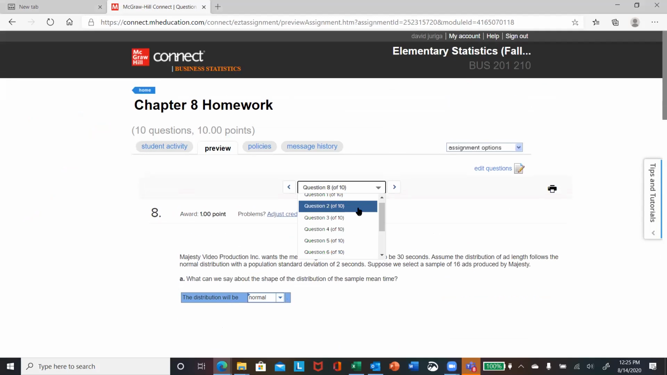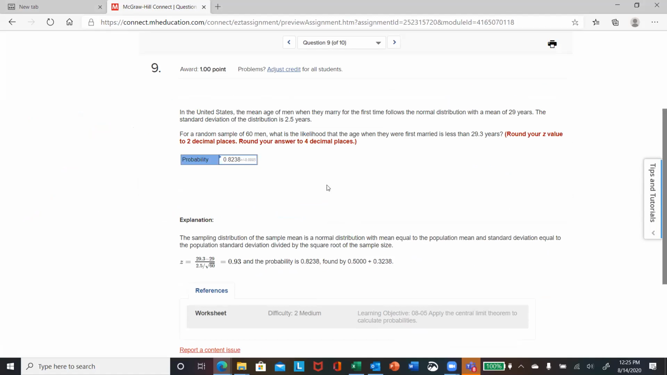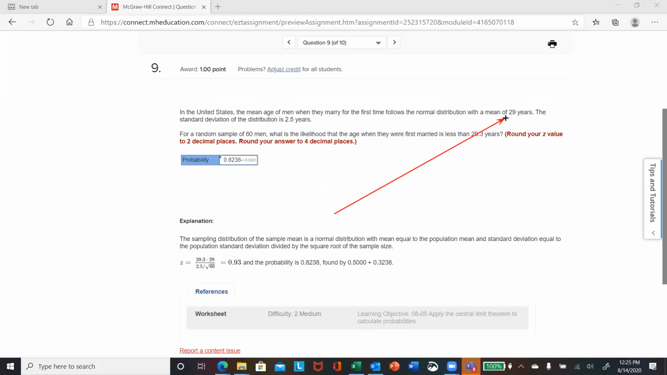Again, this is number 8. You got 2 more I want to comment on. Number 9. On this one, we've got the mean age of men when they marry for the first time is normal. It's 29 years. Standard deviation is 2.5. Sample 60. The likelihood they will be married in less than 29.3 years.